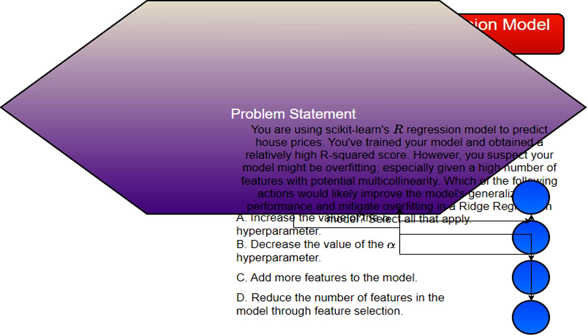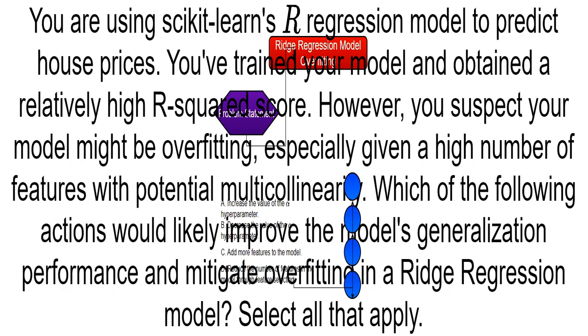Think of it like this: a student who memorizes answers instead of understanding concepts. We want a model that understands. This option involves adjusting the alpha parameter in ridge regression. Alpha controls the strength of regularization, which helps prevent overfitting. Increasing alpha makes the model simpler by reducing the influence of individual features. It's like adding a penalty for having too many complex parts in a model.